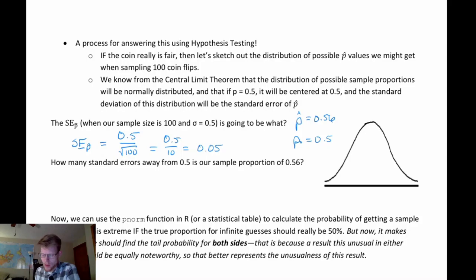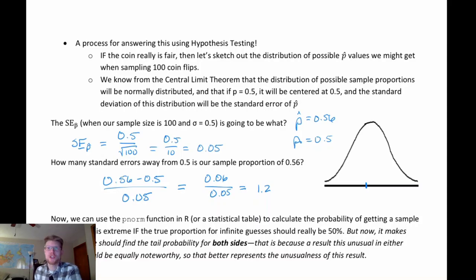How many standard errors away from 0.5 is our sample proportion of 0.56? So what I'm going to do is calculate this raw difference in the numerator and then divide by 0.05. So this is going to tell me how many standard errors away I am. And I'm going to get 0.06 as my distance. How many 0.05s away is that? Well, it's going to be about 1.2. That is 1.2 standard errors away from 0.5.